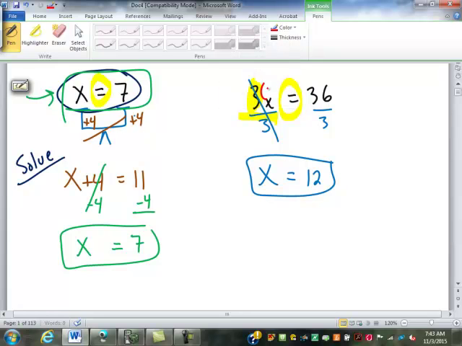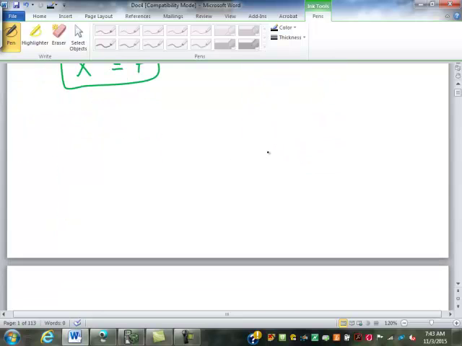If we're not sure of ourselves, we can always go back to the original equation and replace the variable with that value. Is 3 times 12 equal 36? It sure does. Most of the time, most days it does, yes.